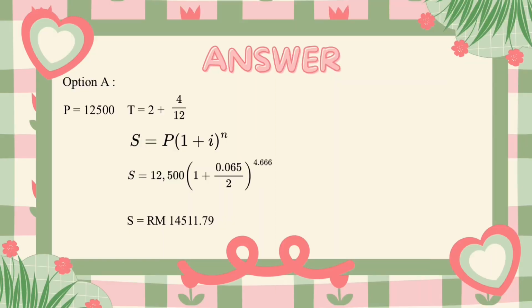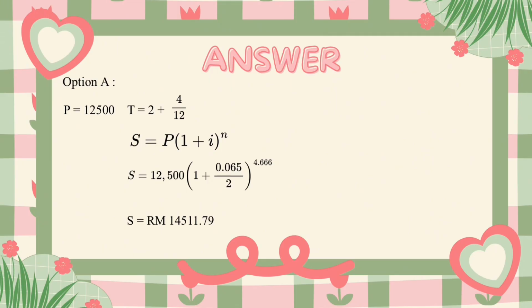Now, let's discuss the answer. For option A, given P equals 12,500 and T equals 2 years and 4 months, and I equal to 4 over 12. Given K is 6.5% and M is 2 for semi-annually.